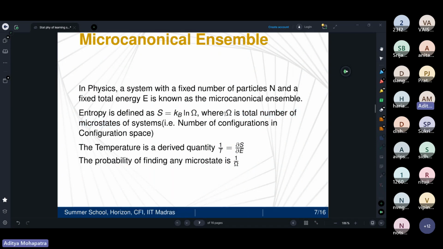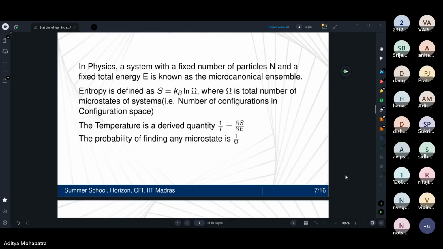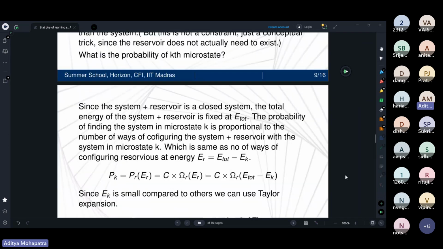So you can calculate the value of this omega by combinatorics, basic permutations and combinations. It will come out something like that, and we define entropy as kB times ln of the number of microstates. That's the definition of entropy. How it came about, I'll just show it. So just give me a second.